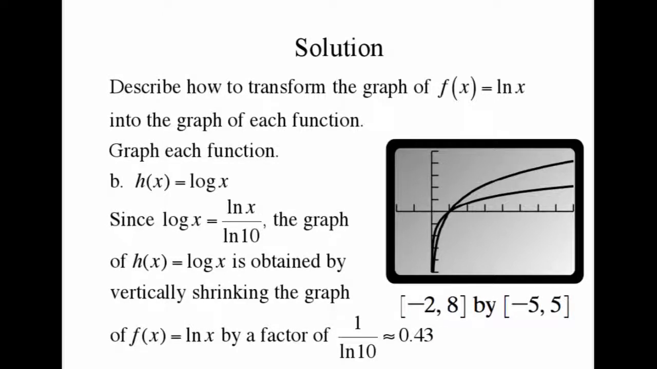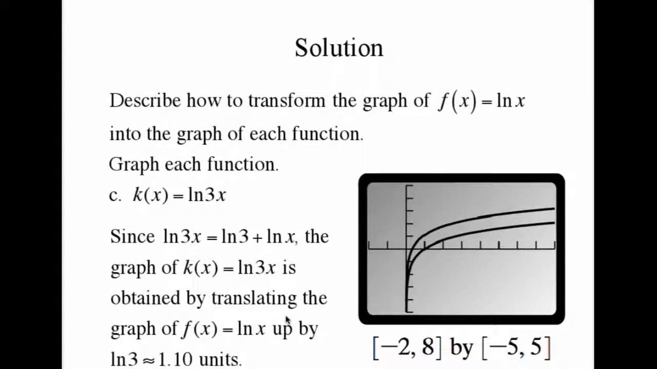So here if we look at h of x and how h of x is a transformation of f of x, since log x equals natural log of x over natural log of 10, the graph of h of x is obtained by vertically shrinking the graph of f of x by a factor of 1 over natural log of 10, which is approximately 0.43. And again, what we would be using here is a change of base. The reason we're doing the change of base is just to compare log x to ln of x and discuss its transformation. We know what the graph of log x looks like, but we can't really compare it to ln of x without doing this analysis right here.